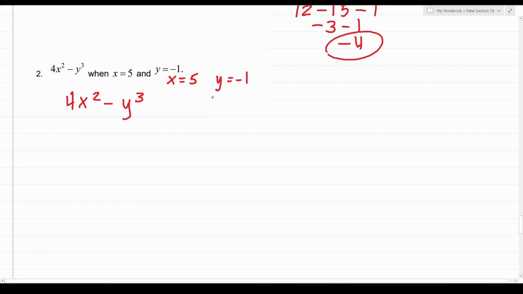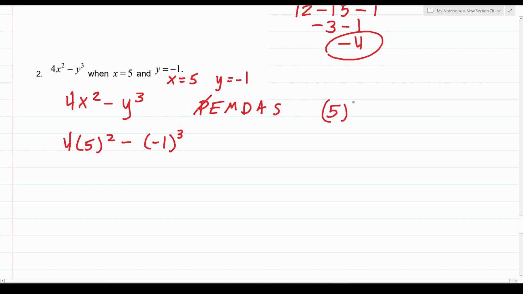So the first thing we're going to do is substitute the values of 5 in for x and -1 in for y respectively. This becomes 4 times 5 squared minus -1 to the third. And there are quite a few operations going on in this one, so it might be helpful to write down your order of operations. That's PEMDAS. And if we look through our expression, we can see there are no parentheses. That said, we do have some exponents to take care of here, notably here and here. So let's take care of those.